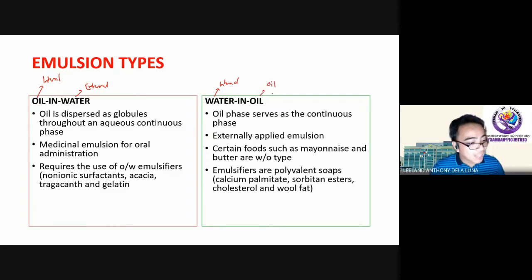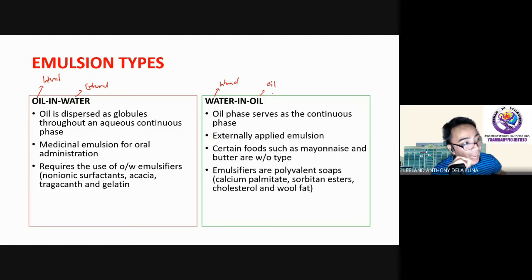Now, between the two class, sino sa tingin nyo sa dalawa ang malagkit? Is it oil in water or water in oil? Malagkit pag pinahid ko sa balat. Okay, very good, Ms. Sabines. Correct, it's water in oil. Very good, Ms. Pohota and Mr. Reyes. Water in oil, kasi majority ng emulsion na to is made up of oil. So pag pinahid mo yan, class, it leaves a film.